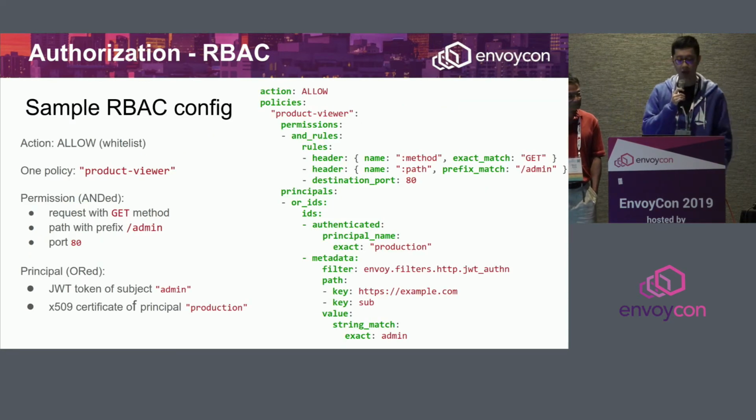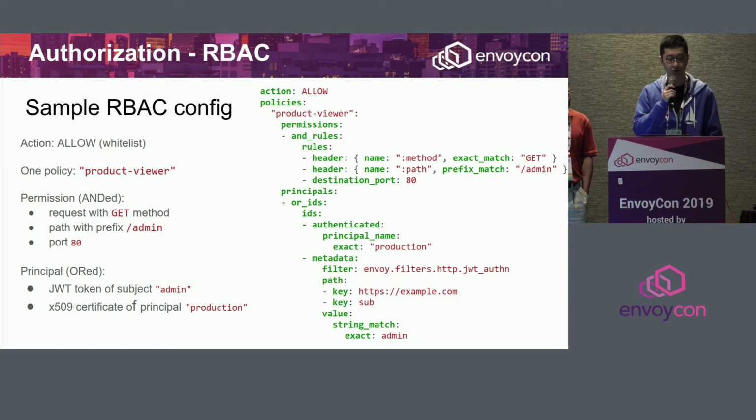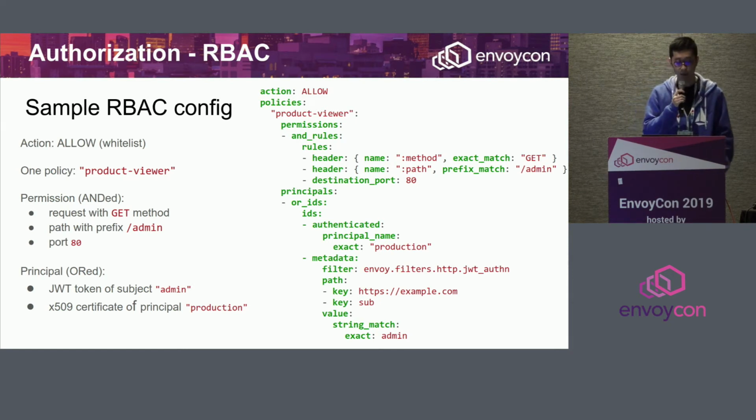So this is a sample RBAC config. It is configured to use action allow, which means it is configured as a whitelist. It includes only one policy, which is called product-viewer. It has one permission and one principal. We are not using condition here. The permission specifies three AND rules: a request with GET method, for the path with prefix /admin, and on port 80. And the principal is allowing two separate principals.